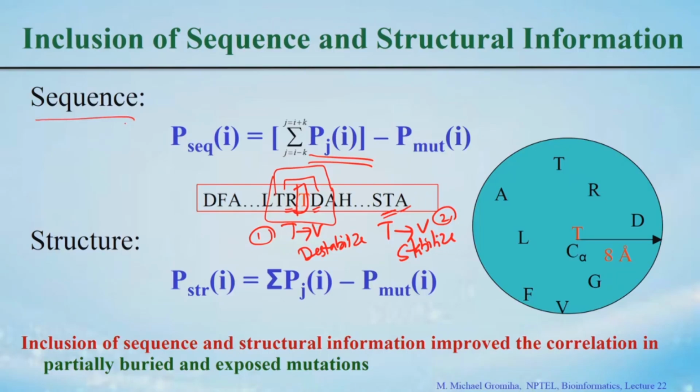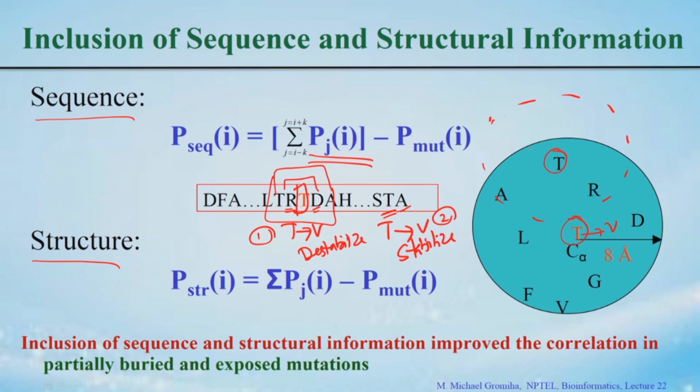You can also include the structure information when you mutate a specific residue. For example, this threonine is mutated to valine. You can see this threonine is surrounded by different residues. If we take this threonine, here you have the different circle, surrounded with different residues. You can take into account the residues which are occurring within the limit of this 8 angstrom and substitute the values, and if you add this, then the value of this T will change from that T.